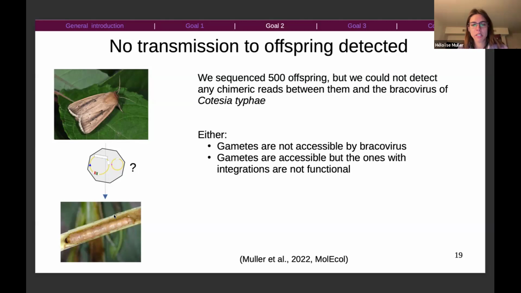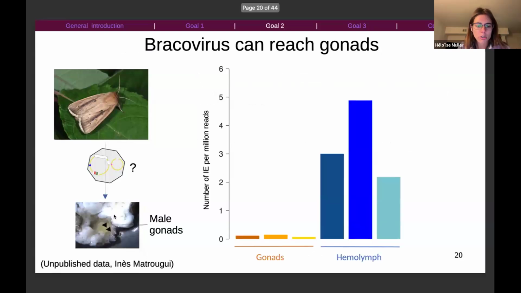We could think of 2 possibilities. The first one might be that gametes are actually not as accessible by bracoviruses as the other tissues. And the second explanation may be that they are as accessible, but the ones with too many integrations are not functional, so we didn't sequence those ones through the offspring. They were not transmitted to the offspring. So Ines Matruki, who is a student in our laboratory, tried to go a little further on this question.